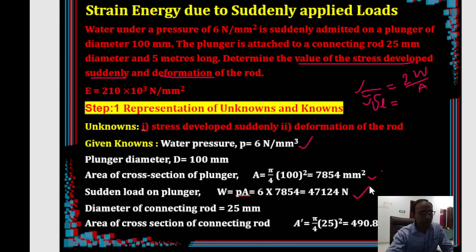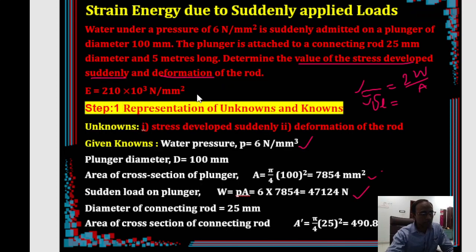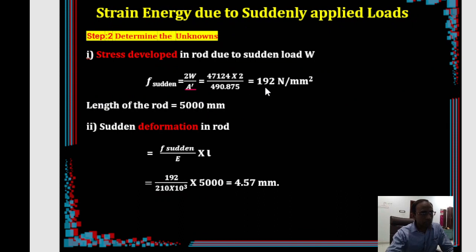load onto the rod. Then diameter of the rod was given, then you can find out the area of the rod. Simply multiply, divide 2 times because sigma is 2W by A. So simply find out the value. So let's look at that solution. So 2W by A dash, where A dash is because we are supposed to find on the rod, area has to be taken rather than plunger, don't take the plunger. So that's the value of the suddenly applied stress development due to suddenly applied load.